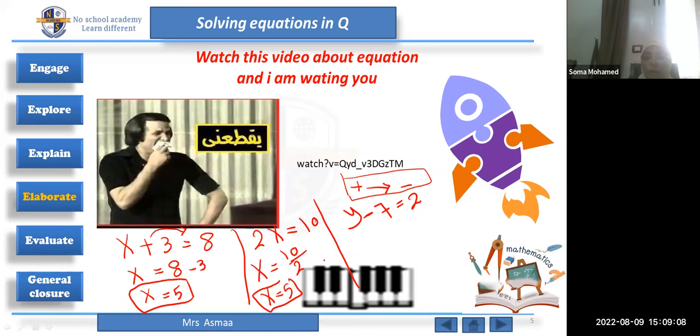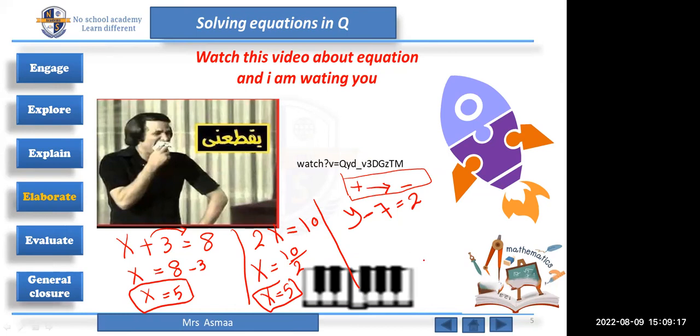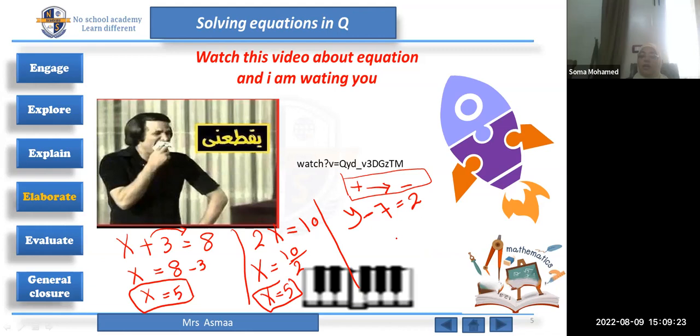Saja, answer. We do 7 plus 2 equals 9. Super. I will transfer 7 to the opposite by the inverse. What is the inverse of minus? Move to the opposite by plus. Yes, so y will be equal to 9.